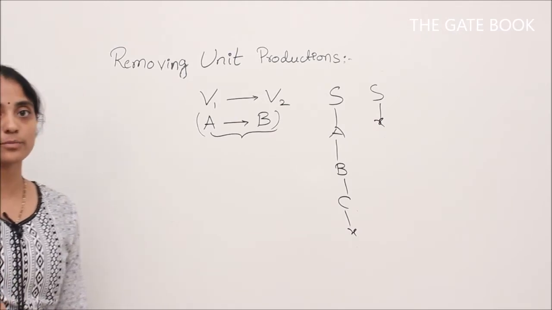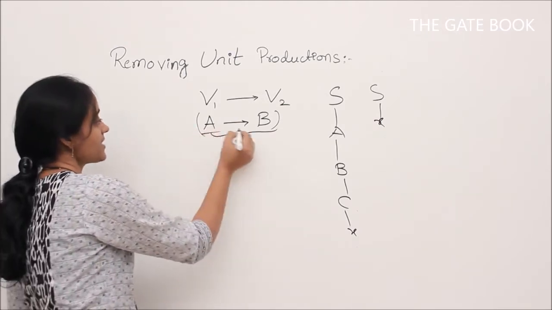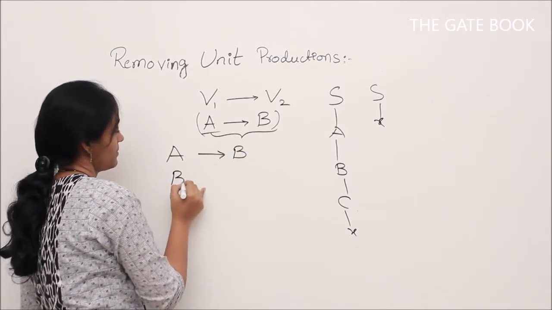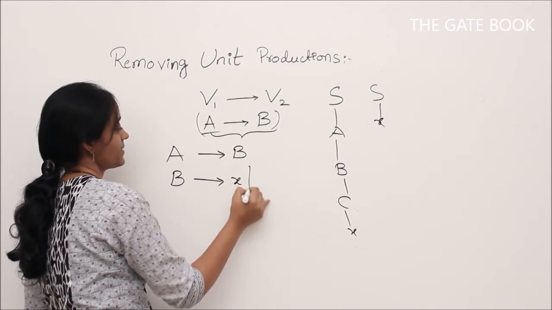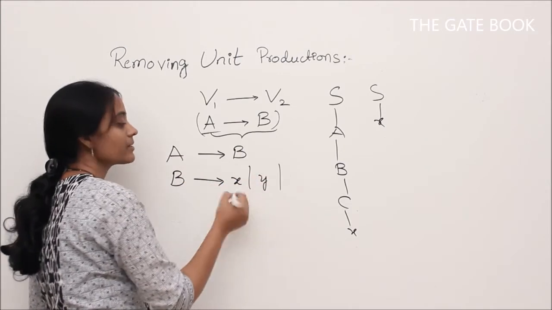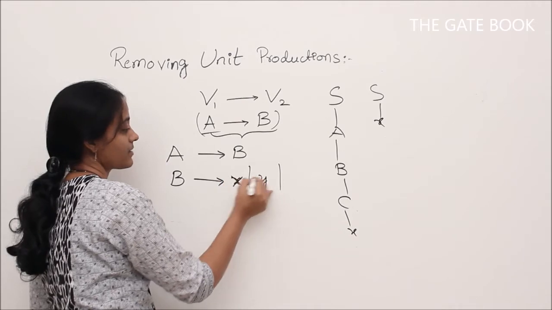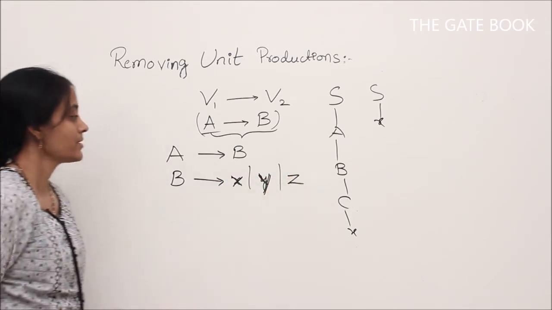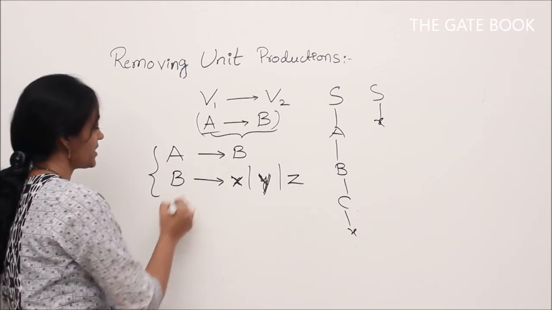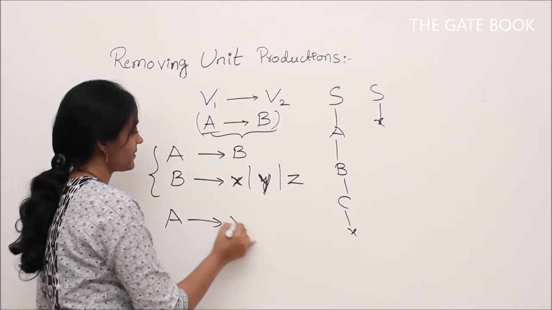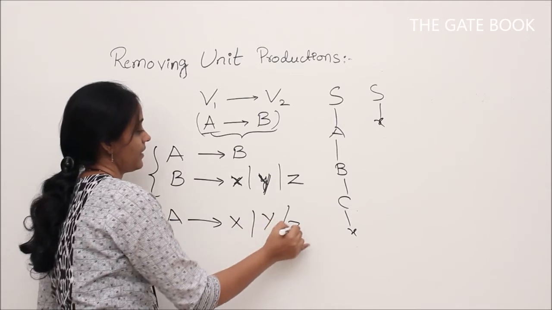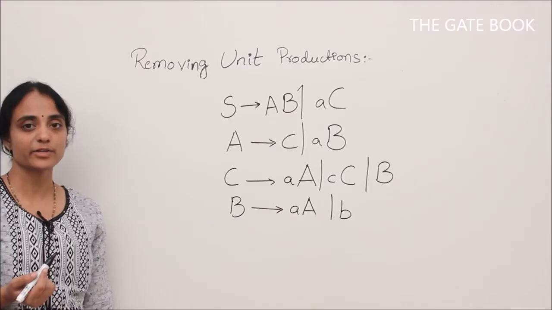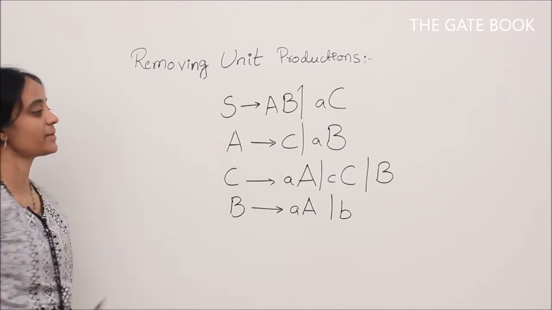Now we will see how to remove unit production. Suppose if there is a production like this, A derives B and B derives some X, Y, all, it can be the terminal or combination of variables, terminals or something else. So what we do is, to remove this production, we directly derive them from A. So that is how we remove unit productions.